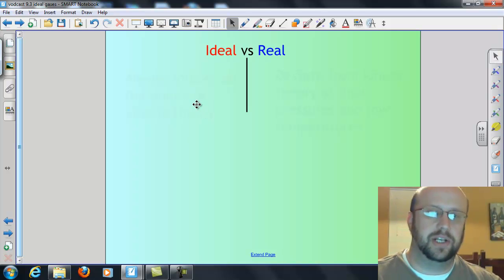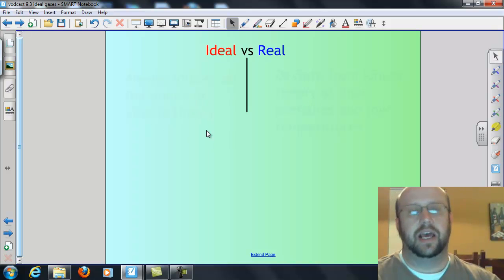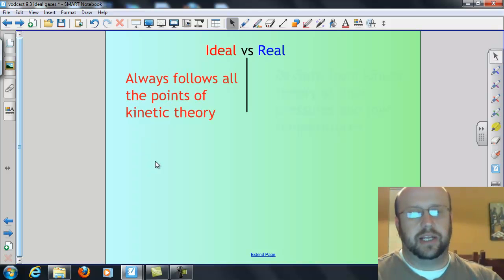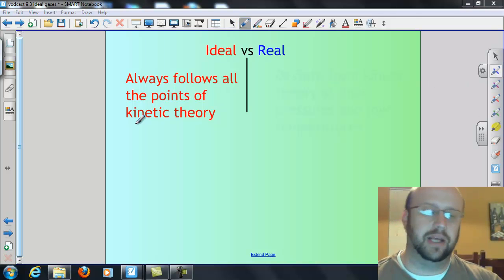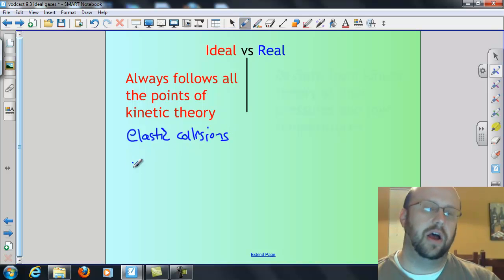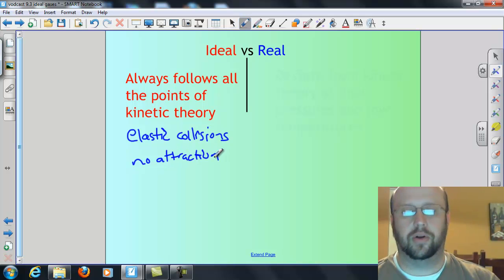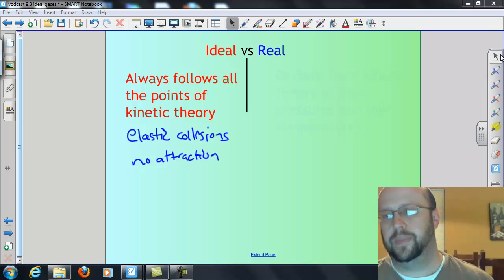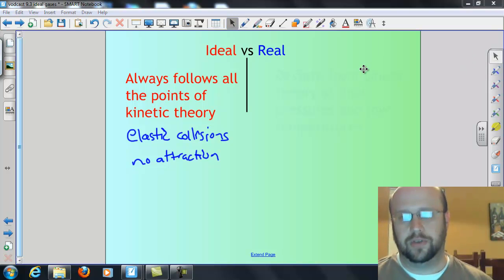So to get this going, we're going to talk about ideal gases here. It's important to know the difference between an ideal gas and a real gas. Basically, an ideal gas is something that always follows all of the points of kinetic theory. What does that mean in practice? It means all the things we talked about in kinetic theory back in the early part of the year. It means elastic collisions for everything. It means no attraction or repulsion between the particles. All of that is part of what kinetic theory says should be true of gas particles. So an ideal gas is always following all of those points.